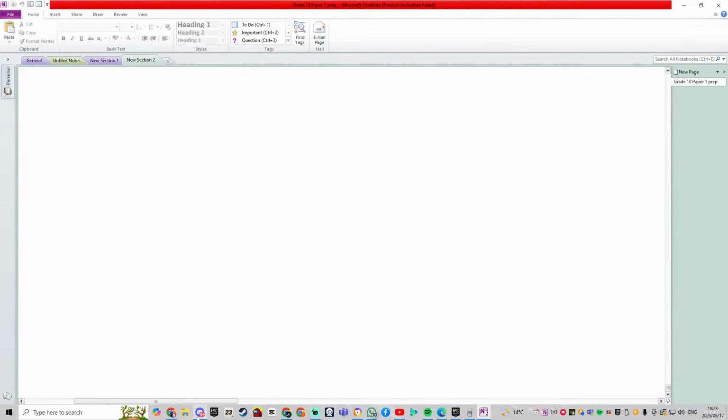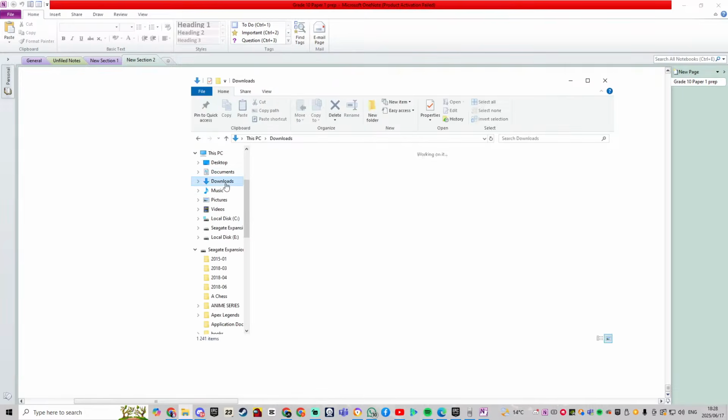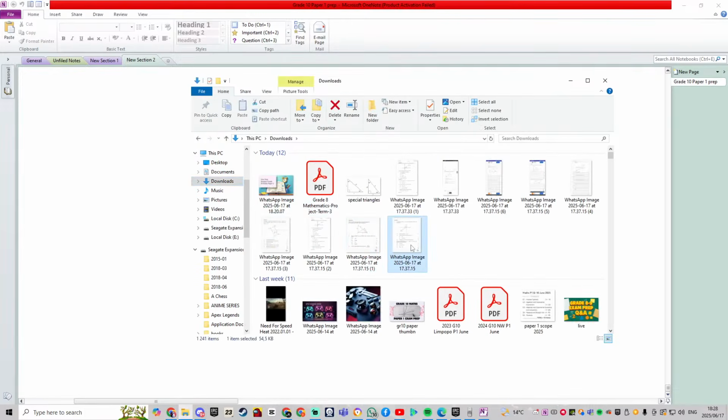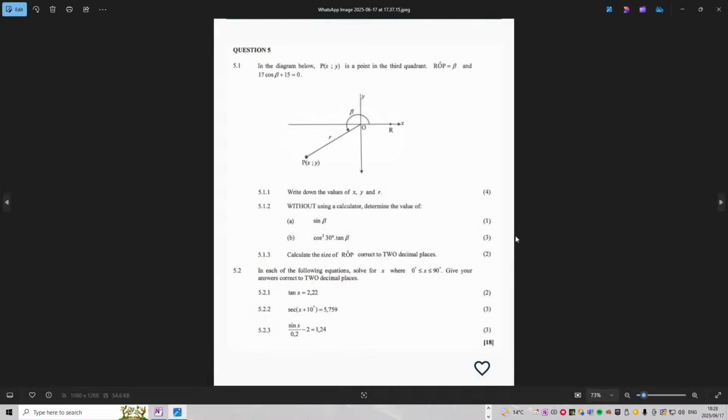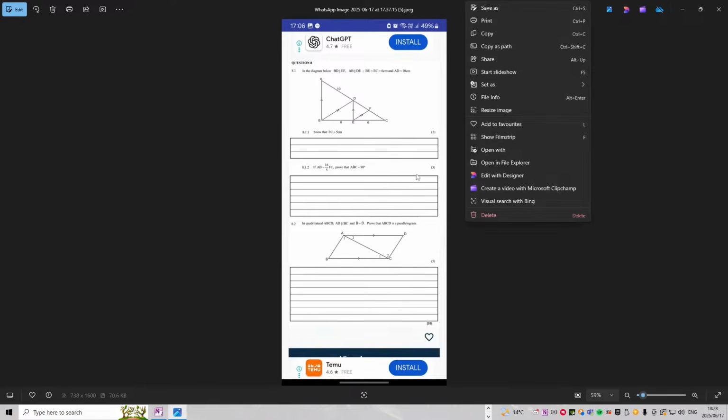Okay, so we know the scope for paper 2 is mostly trigonometry and Euclidean geometry. Let me just pull that up. I think we can start off with this question that was sent to me by one of my students.